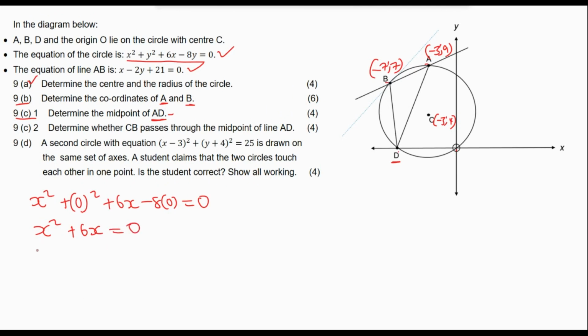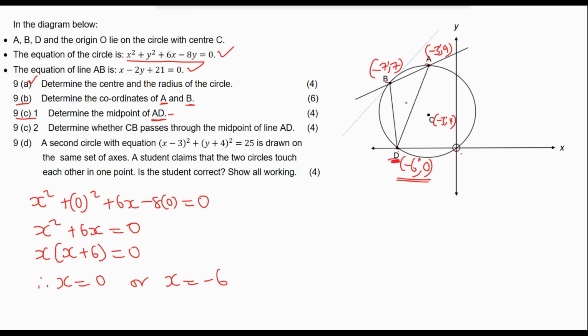Right, we can solve for x here by factorization. So x outside the bracket by factorizing, then x plus 6 is equal to 0. Therefore, x is equal to 0 or x is equal to -6. Okay, x is equal to 0 means it's the point at the origin. And then that means D here is going to be -6. But we need to find the y coordinate. And we know that the y coordinate is 0 because this is on the x-axis. So the coordinates of D are -6, 0.